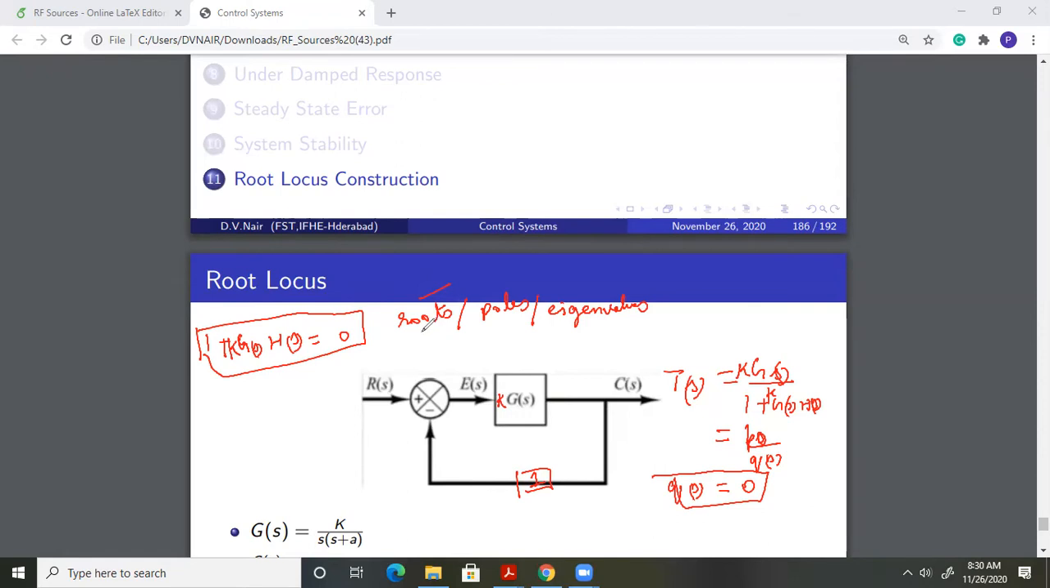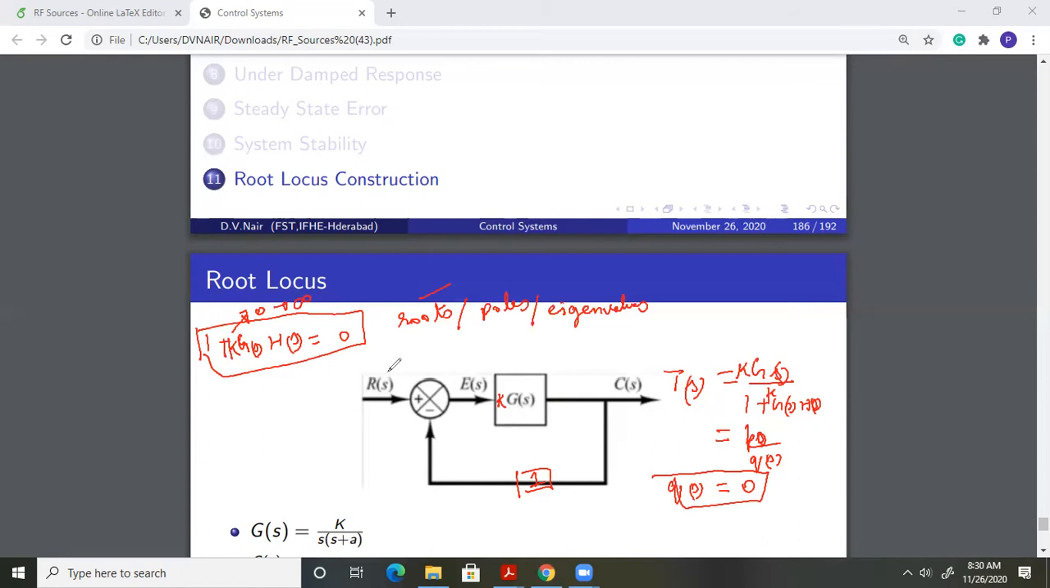Now, we have a graphical technique, which we will call the root locus method, that allows us to obtain all possible values of these roots that will be generated on varying, let us say, the open loop gain K, or controller gain K, over its complete range. Normally, we vary it from 0 to infinity.